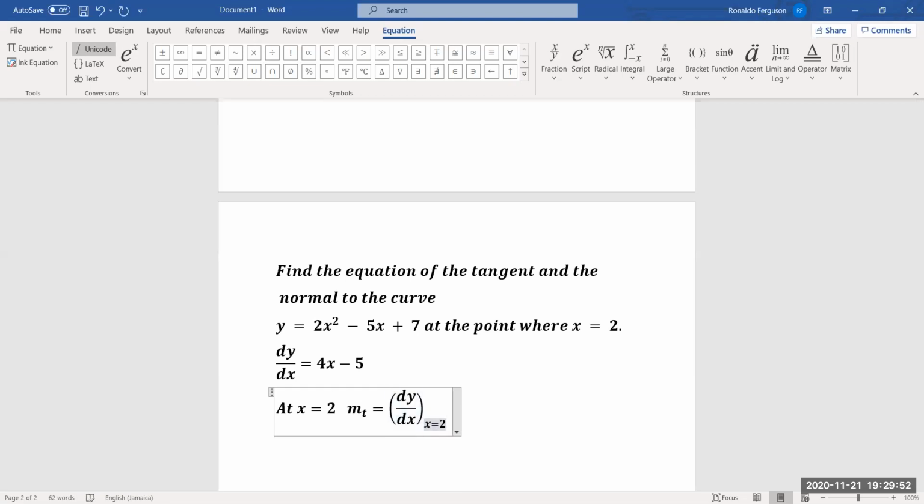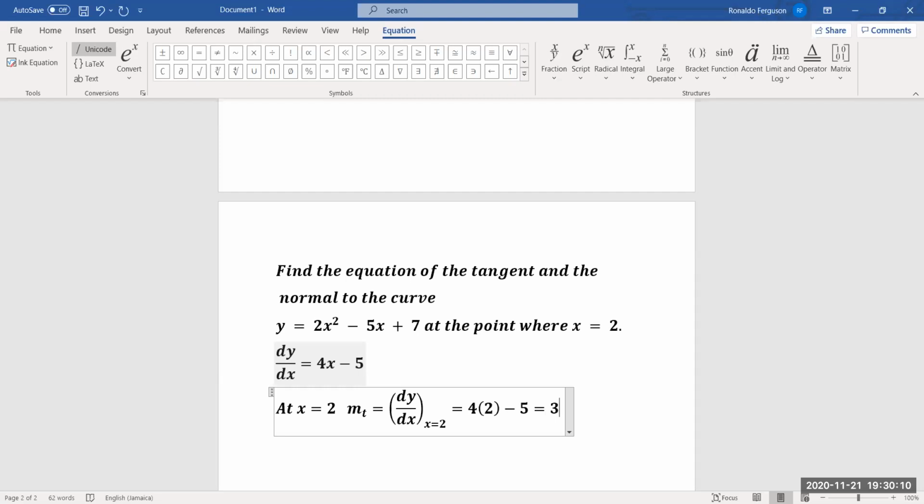So what we're going to do is plug 2 into this equation. So we get 4 times 2 minus 5. This is now known as the gradient of the tangent. So 4 times 2 is 8. 8 minus 5 is 3.